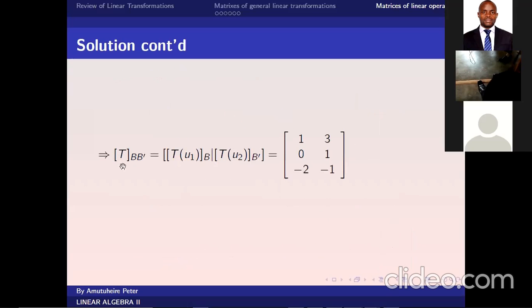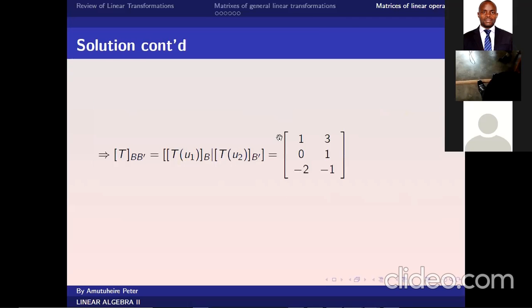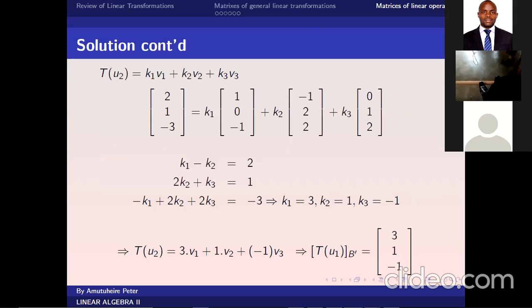So it means the matrix representation T with respect to B and B prime, which is A: this one for U1 becomes a column, and this one also becomes a column. So we have it as that. So this is the matrix of representation for the transformation above. Okay. Any question on this example 1?